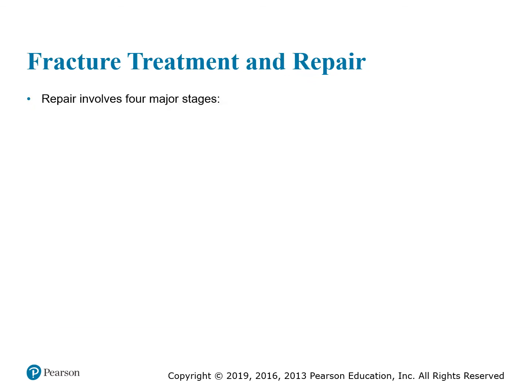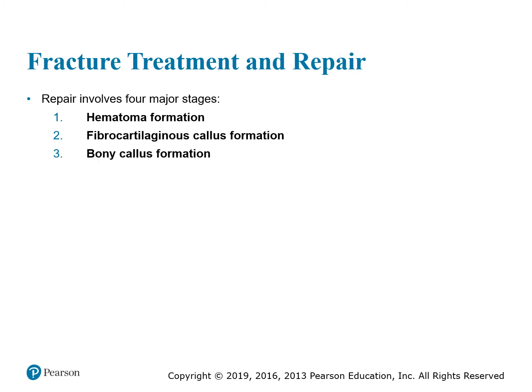So repair is going to involve four major stages. The first is hematoma formation. The second is a fibrocartilaginous callus formation. So once again, here we see something going along with a common theme that cartilage precedes bone. The third thing is a bony callus formation, and so although this will be bone tissue, this is not something that's going to be as strong as mature bone tissue. You're going to have bone remodeling occur for that to happen.